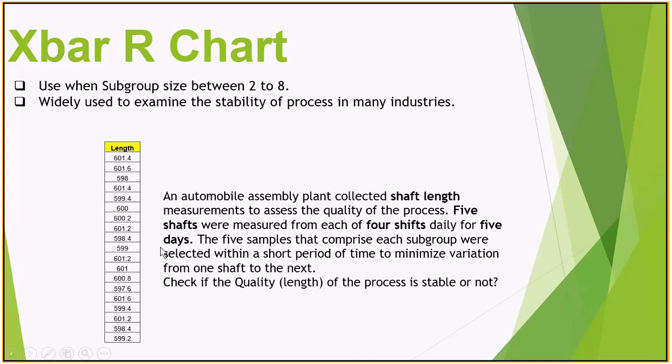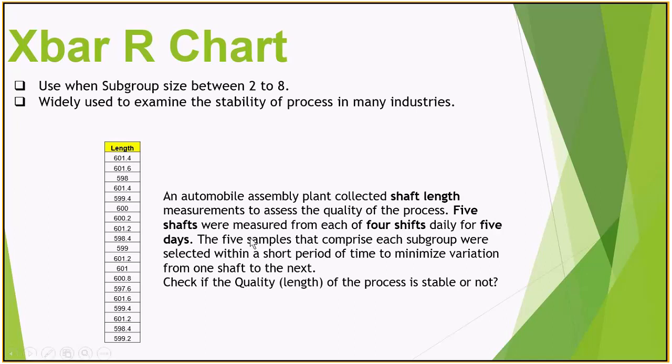So indirectly, they are collecting 5 data points, or 5 shaft data, and that would be the subgroup size. I've collected 5 shafts and I'm measuring the length. I'm taking 5 data points every shift. It means I'm working in 4 shifts, so I'm taking 20 data points a day, and I'm taking this data for 5 days. So it means I will have 100 data points.